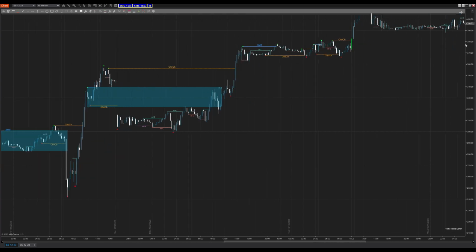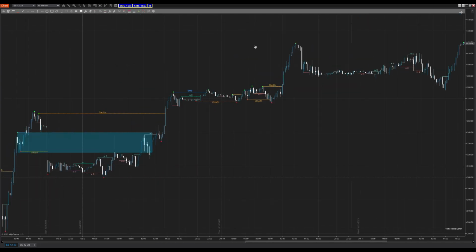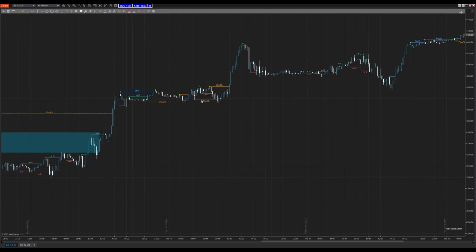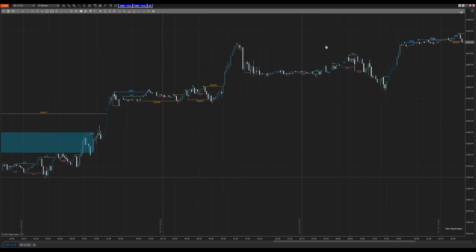All right, let me just see if I can finish this up here because I think you're getting the idea. This, of course, is the overnight here. This is going to be Asia. Oh, I think.